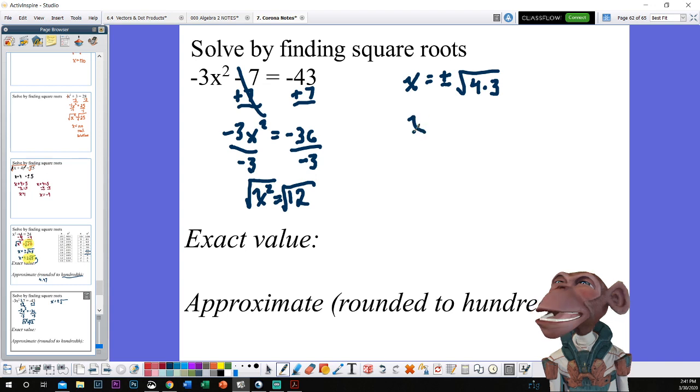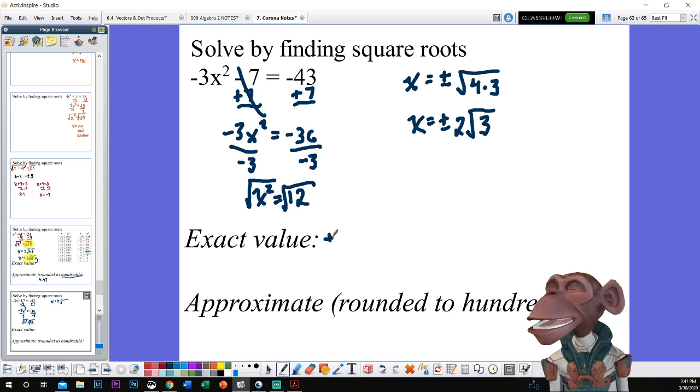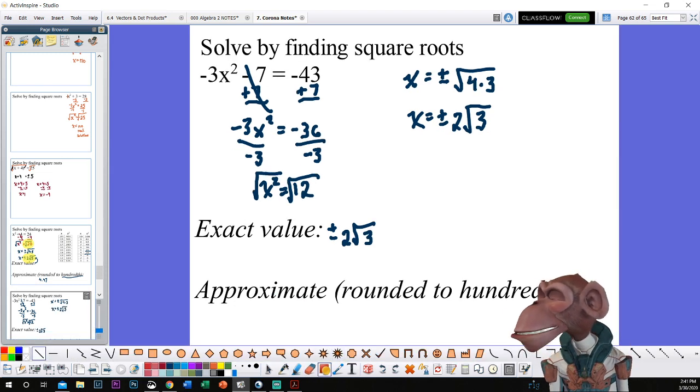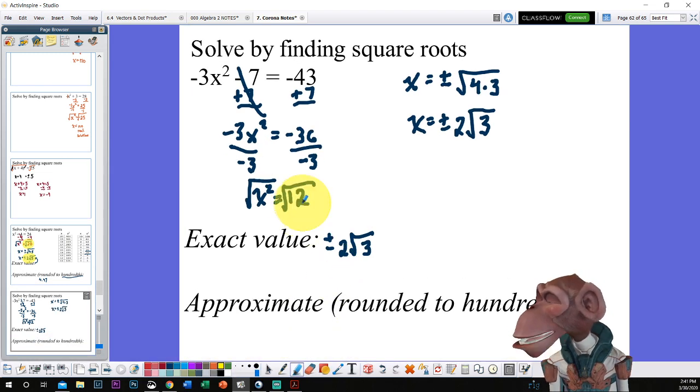So let's do, what's the square root of 4? 2. Square root of 3, we don't know. So my exact value would be plus or minus 2 square root of 3. If I had to approximate that, remember I can check my answer very, very simply by looking at both this square root and that one.